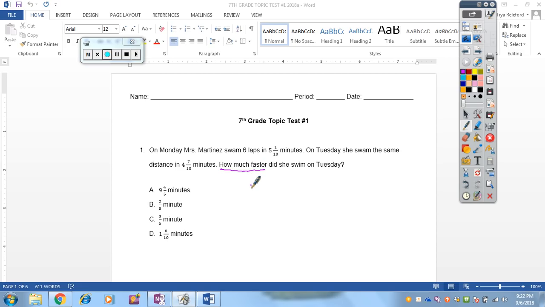What do you need to do? Yes, you need to subtract. So you are subtracting 5 1/10 minus 4 7/10. Our first step in subtracting is common denominator, but we don't have to do it. They both have 10. Our second step is writing vertically, which I went ahead and did because I didn't even have to do the first step.